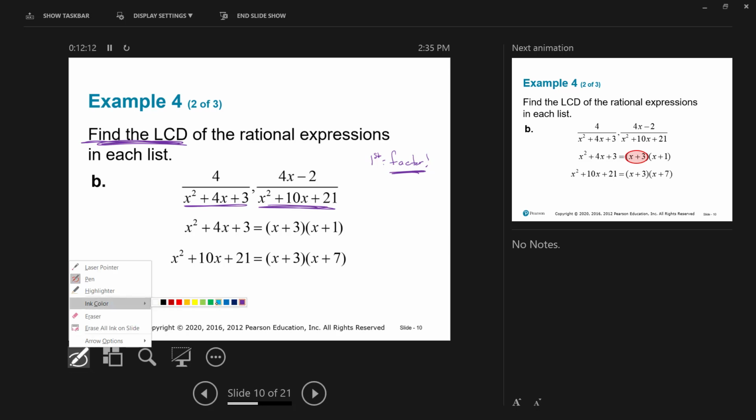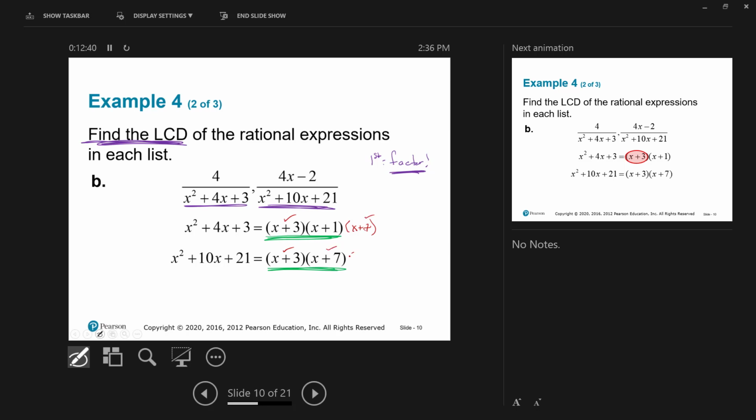Now, remember what I mentioned. I look at it a little bit differently. I need this first denominator to look like this second denominator. So the question I ask myself is this. What's missing? I'm noticing the first denominator has an x plus 3, just like the second denominator. But I'm noticing the first denominator is missing this parenthesis of x plus 7. So I'm going to multiply it there. And now they both have an x plus 7.